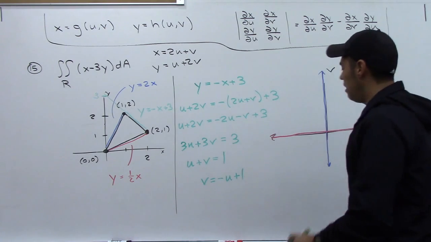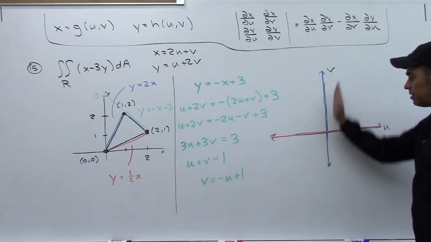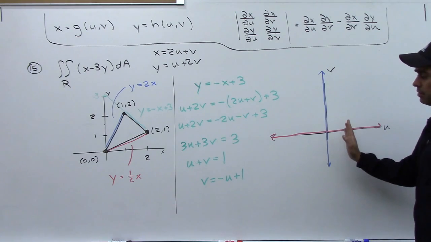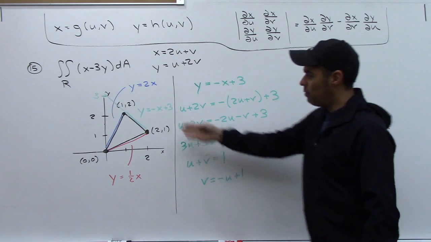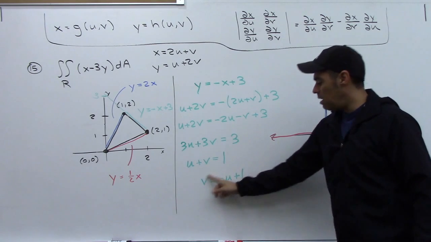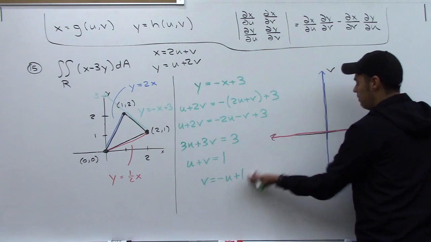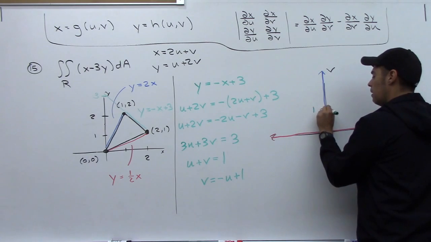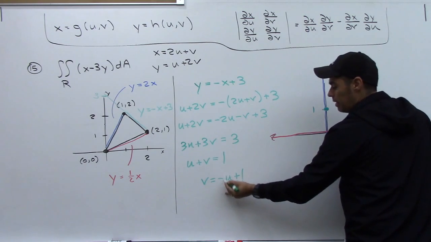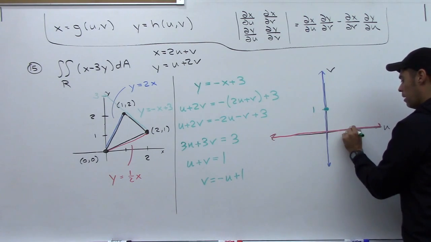And so v is kind of like the y-axis is over there. So solving for v is like solving for y over here. So this is a line. It has not a y-intercept, we call it a v-intercept of 1. And it has a slope of negative 1, so down 1 over 1.